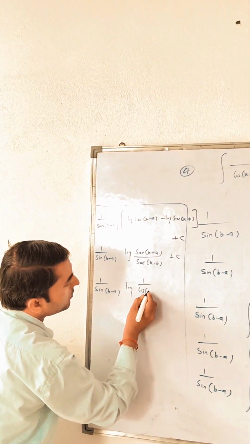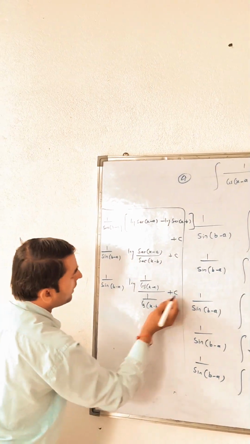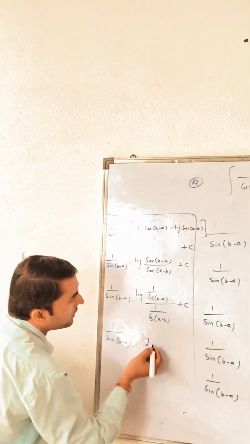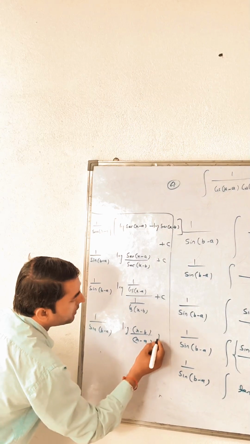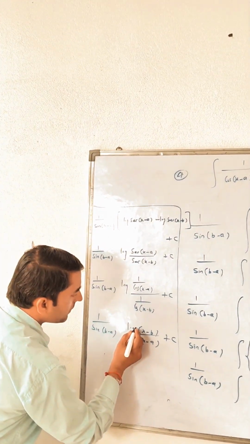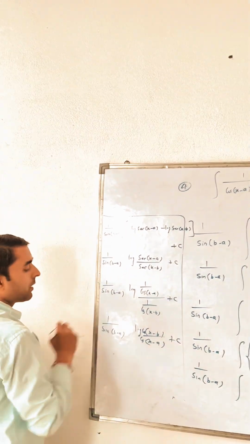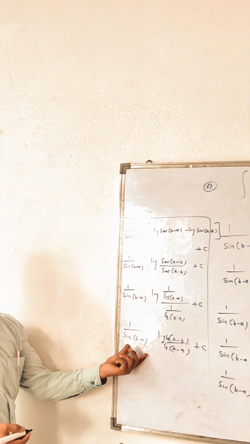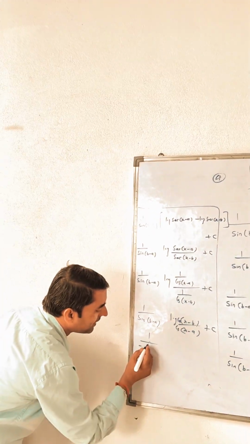Okay, and if you have to change this formula into cos, then you also have to change it: 1 by sin(b minus a) log of cos(x minus b) over cos(x minus a), because this is a reciprocal, so cos(x minus b) goes in the numerator and cos(x minus a) in the denominator, plus c. Okay, and here we change into cos, plus c.